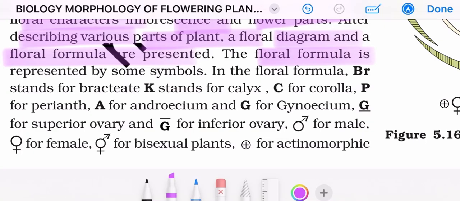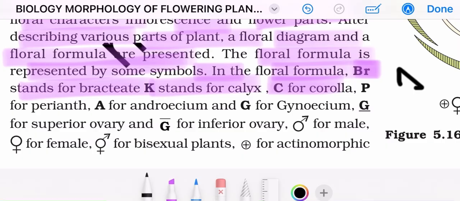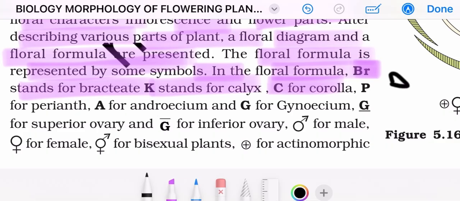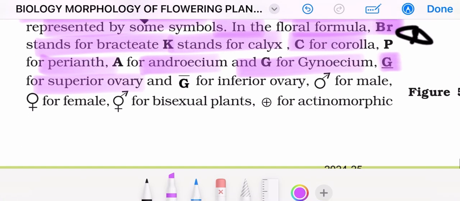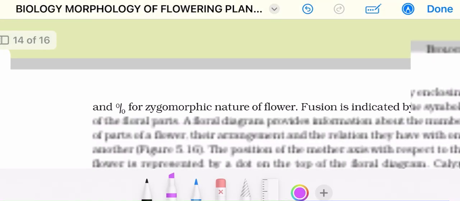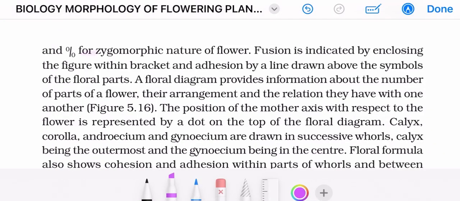The floral formula is represented by some symbols. In the floral formula, Br stands for bracteate, K stands for calyx, C for corolla, P for what? Perianth. P for perianth. A for androecium, G for gynoecium. This is for superior ovary, and this is for inferior ovary. This symbol is for male, this symbol is for female, and this symbol is for bisexual plants, and the plus sign is for actinomorphic, and the percentage sign is for zygomorphic nature of a plant.